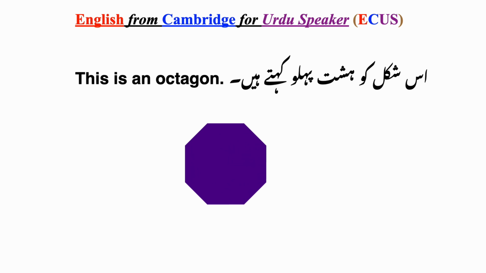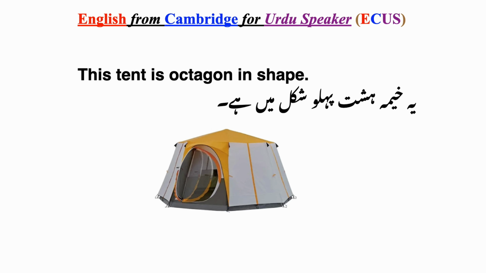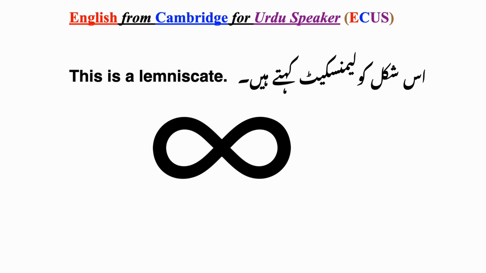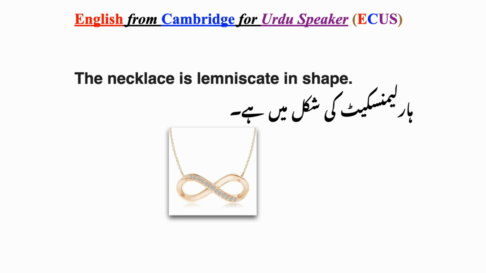This is an octagon. This tent is octagon in shape. This is a lemon stick. The necklace is lemon stick in shape.